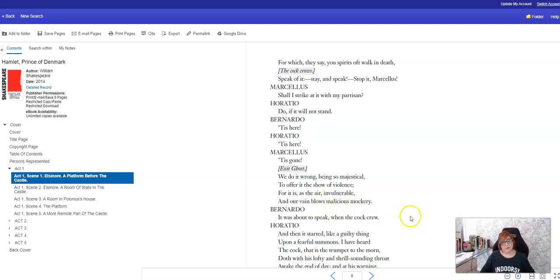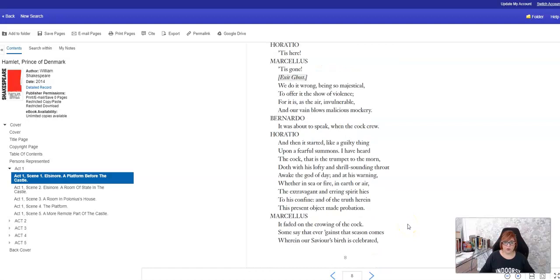And then Bernardo goes, it was about to speak when the cock crew. And then Horatio goes, and then it started like a guilty thing upon a fearful summons. I have heard the cock that is the trumpet to the morn, doth with his lofty and shrill-sounding throat awake the god of day. And at his warning, whether in sea or fire, in earth or air, the extravagant and erring spirit hies to his confine, and of the truth herein, this present object made probation. So basically Horatio is talking about the cock, and that the rooster will crow at day and at night.